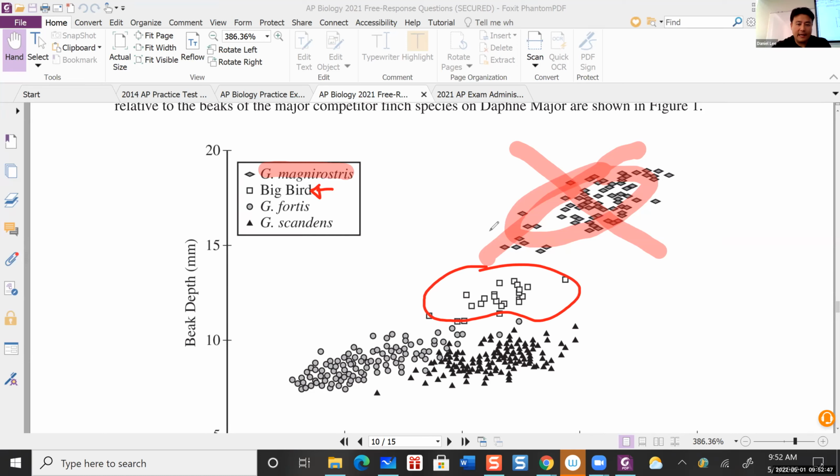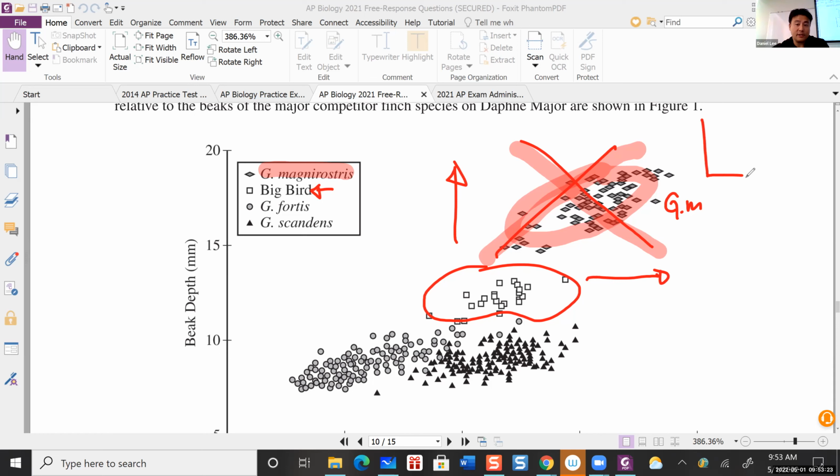Okay, so by looking at this, the most potential competitor to the big birds would be the GM, right? So these are the most likely competitor to the big birds because they have the most similar structures in the beaks. So by clearing out the GM, this probably opened up more food and resources available for the big birds. So there is a possibility that the big birds with deeper beaks and longer beaks are selected for.